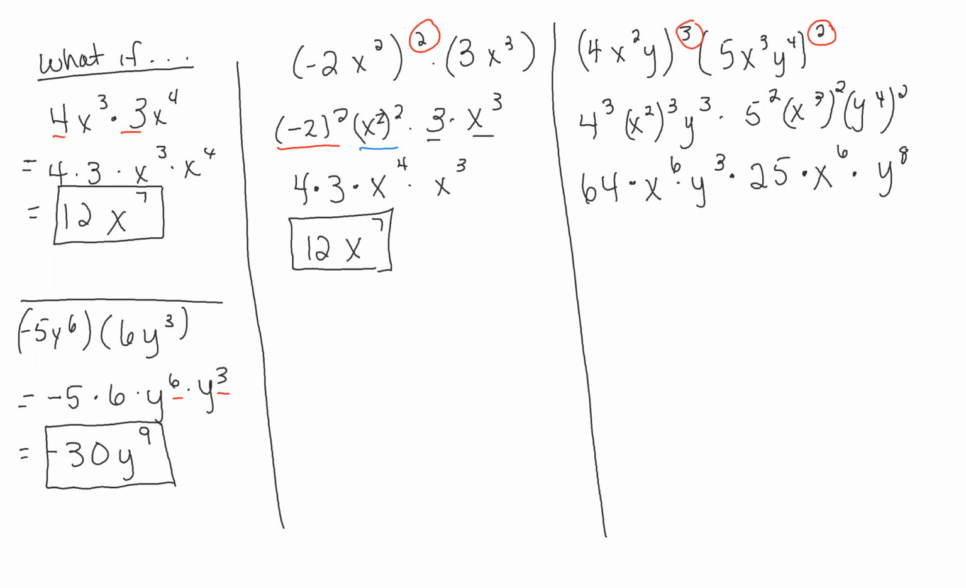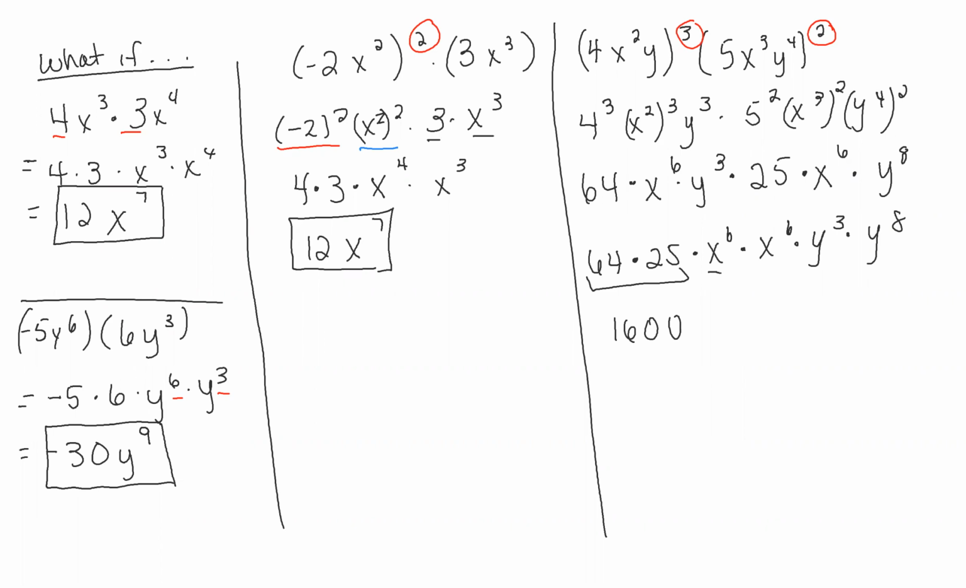So I'm going to put the coefficients together. I'm going to put the x's together. And then I'm going to put the y's together. And then we'll do our final simplify. So 64 times 25 should give you 1600.